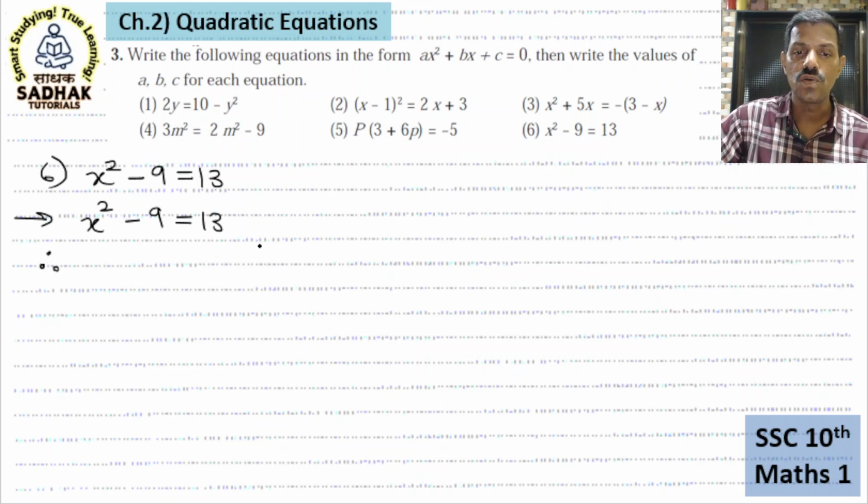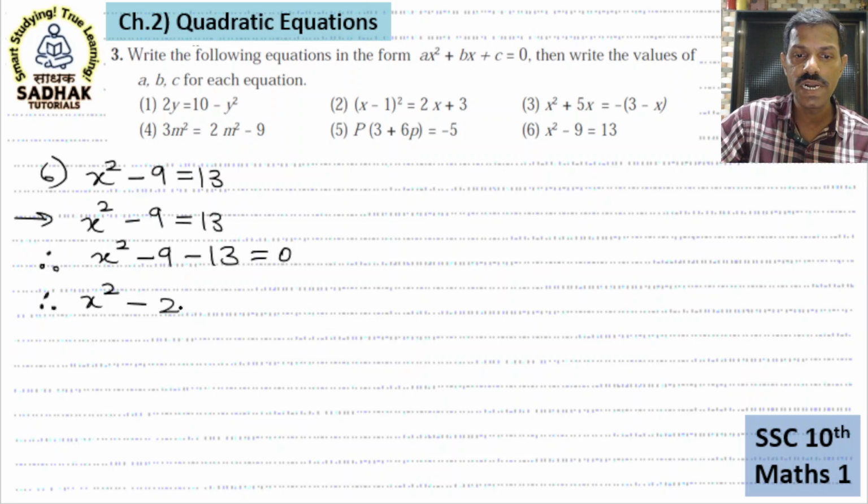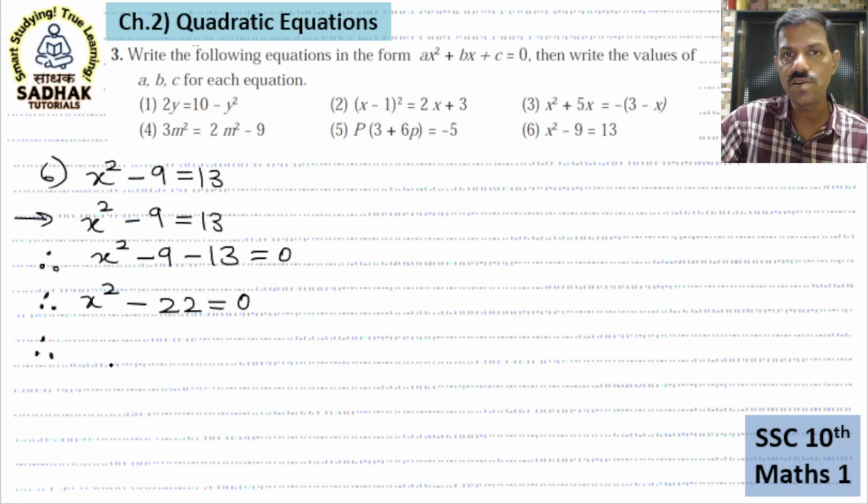Okay, let us first write this constant term on the left hand side. So x square -9 -13 is equal to 0. This plus 13 will become -13. Okay, so that will give us x square, -9 -13 will give us -22, is equal to 0. Now we want this in the form ax square plus bx plus c is equal to 0.